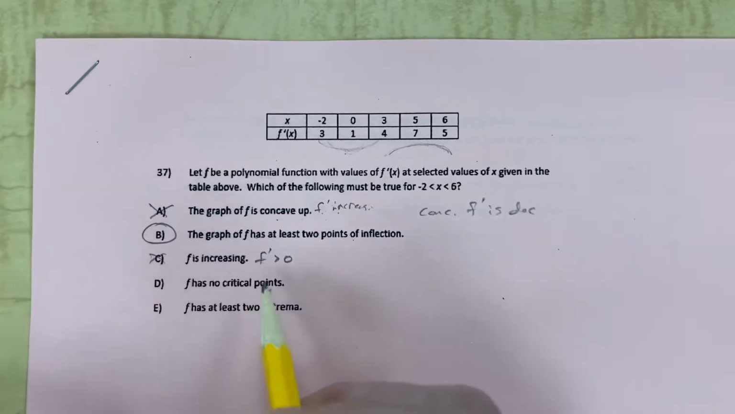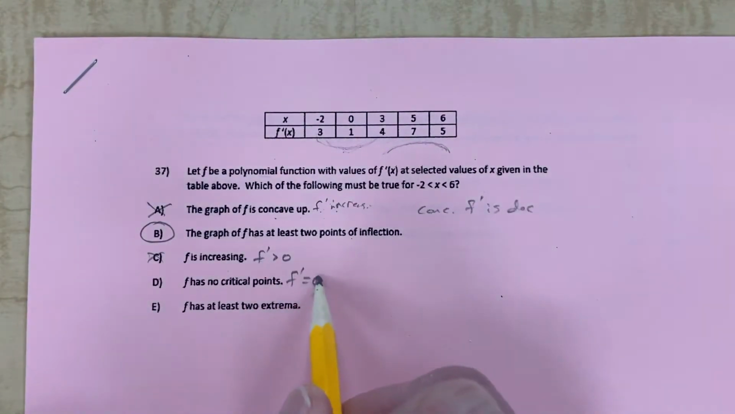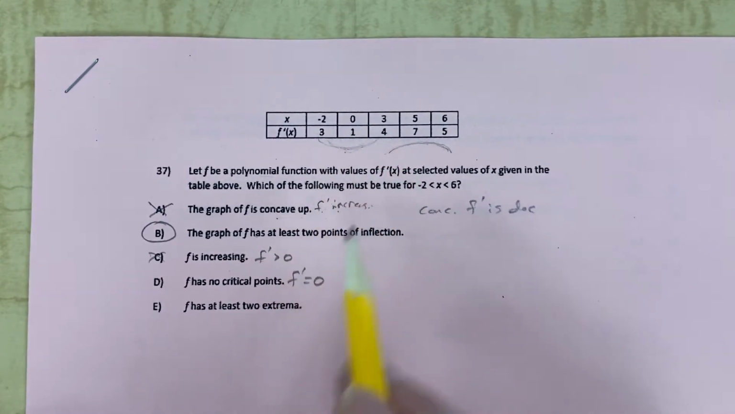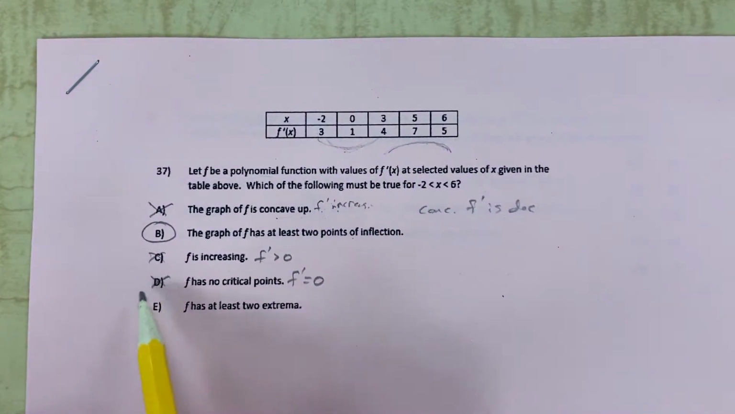F has no critical points. A critical point is when our derivative equals 0. And while none of these equal 0, it doesn't mean that it doesn't equal 0 somewhere in between, right? So again, maybe, but doesn't have to be.